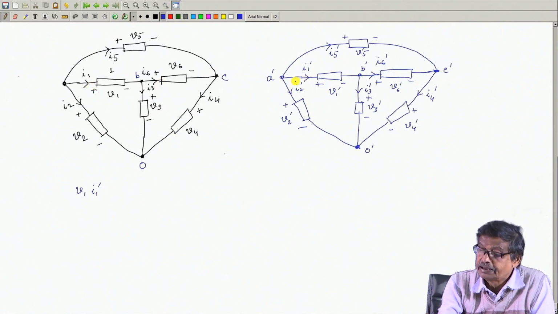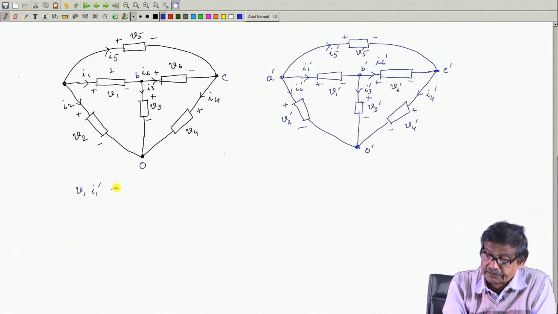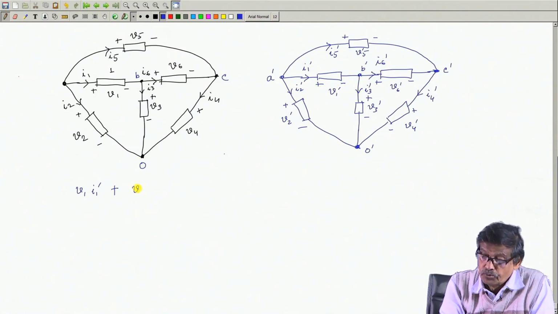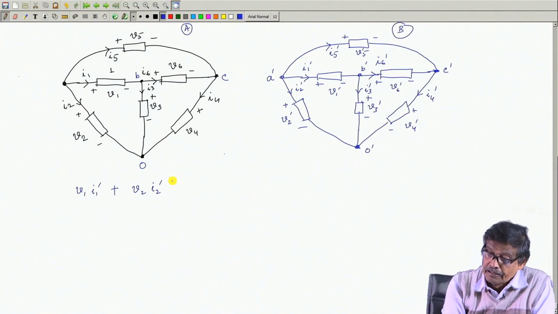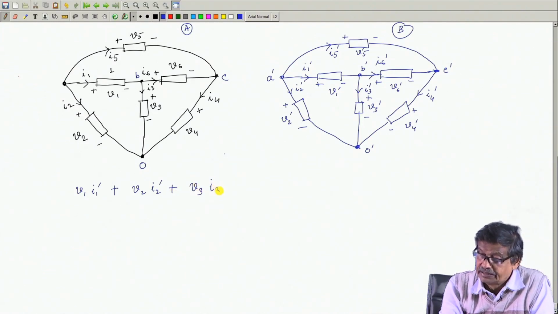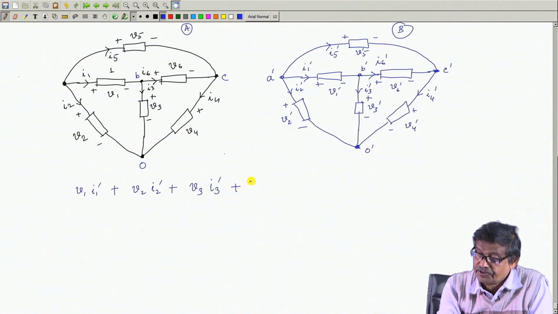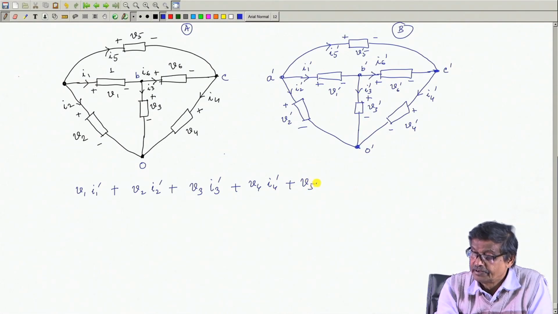Voltage across this element and current in this element, plus power absorbed, all the things, plus V2, voltage across this, and current in the second element of network B. This is network A, this is network B, plus V3 into I3 dashed, plus V4 into I4 dashed, plus V5 into I5 dashed, and plus V6 into I6 dashed.